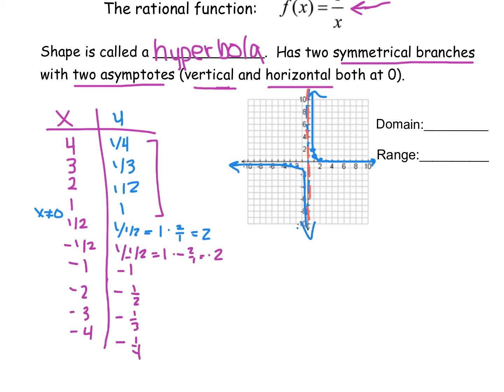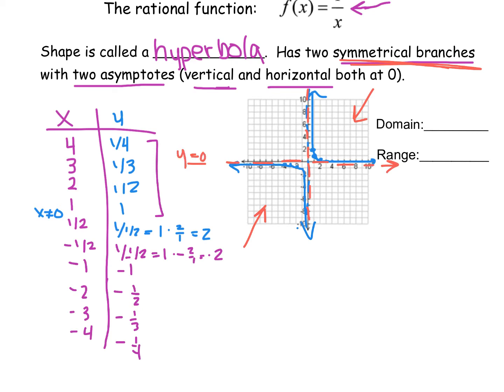So I can see that I have a graph with two symmetrical branches. It has this piece in quadrant 1 and this piece in quadrant 3. They are symmetrical; they're the exact same looking thing. And then we have two asymptotes. We have a vertical asymptote at 0, and we have a horizontal asymptote at 0 as well.